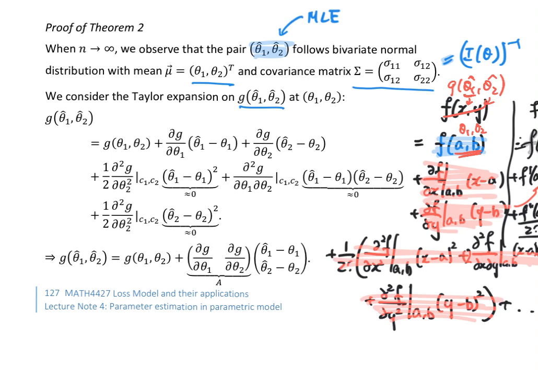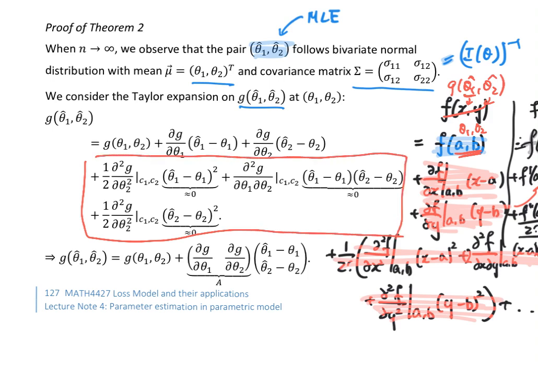Now, in order to move on, the first thing you should do is simplify this expression a little bit, because it involves so many terms. Just like what we did for Theorem 1, we can first consider the second order term, which is very complicated. Just like the single parameter case, the MLE is consistent, in the sense that theta 1 hat is getting close to the true value, and theta 2 hat is also getting close to the true value. Meaning that these three differences will all get close to 0.